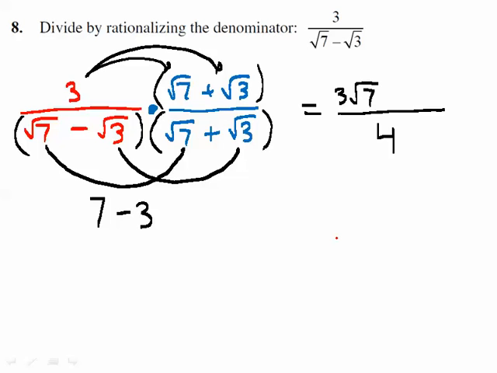3 times radical 3, which makes 3 root 3. Okay, so this would be considered simplified. I have no perfect squares inside my radicals, and I have no radicals in my denominator. And I have nothing this 4 can factor down into.